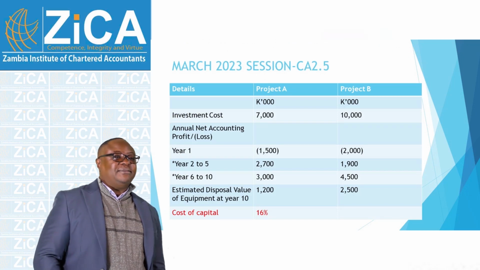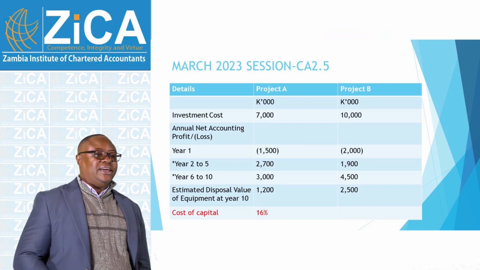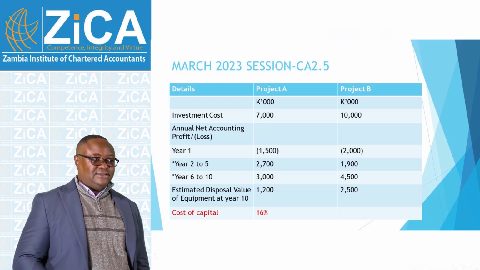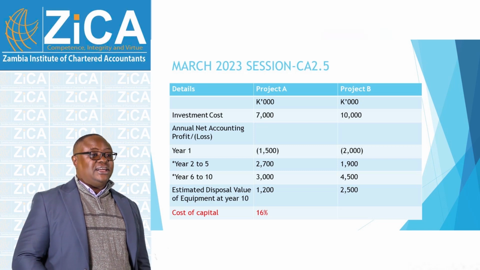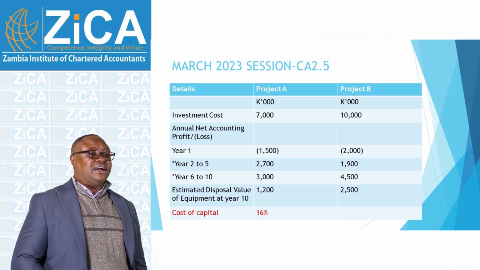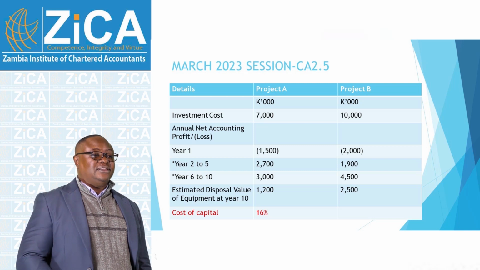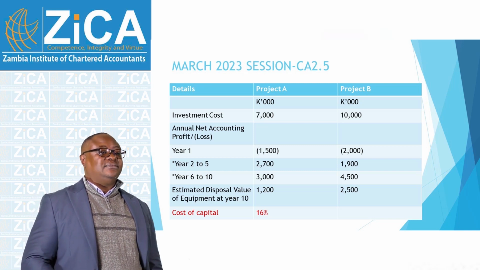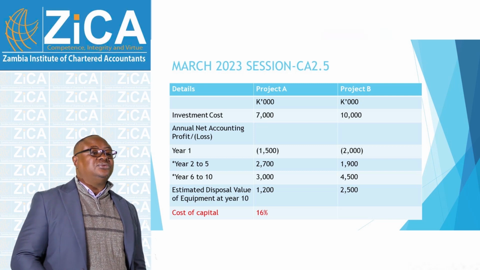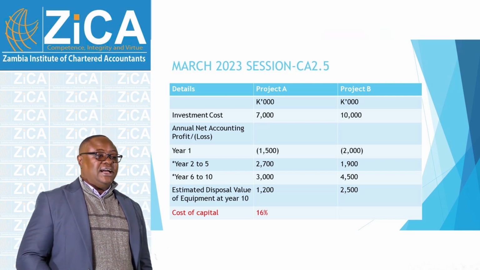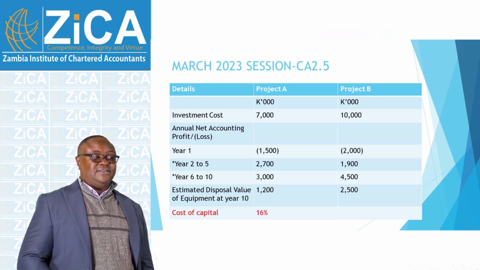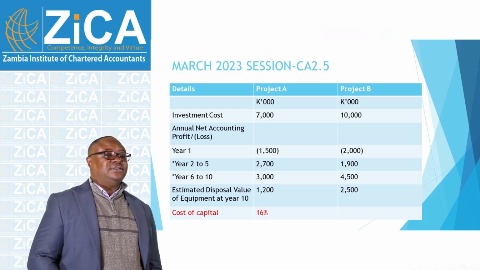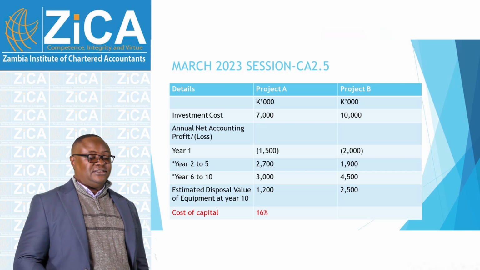So let's look at the March 2023 session where annuities were tested. The question was question 1, and what was given were accounting profits with different timing. These accounting profits needed to be converted into cash flows, and the cost of capital needed to be computed. When you compute it, it was given as 16%. So let's look at how these accounting profits were converted to cash flows.